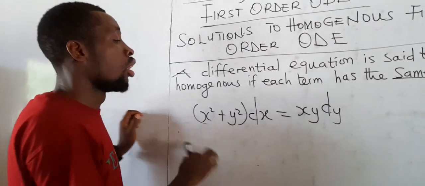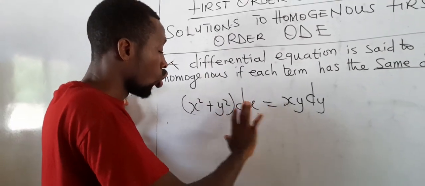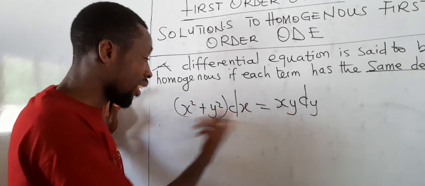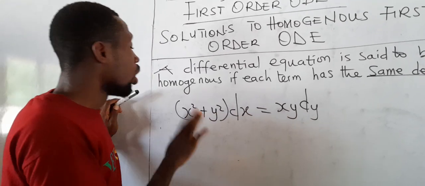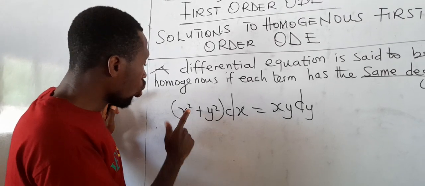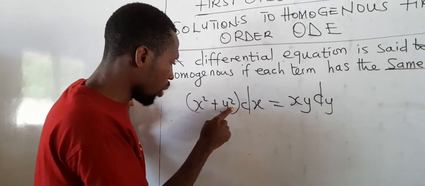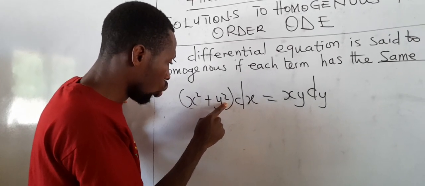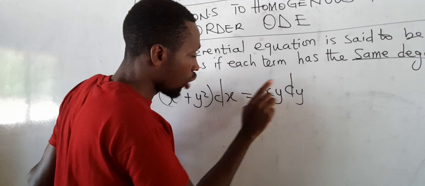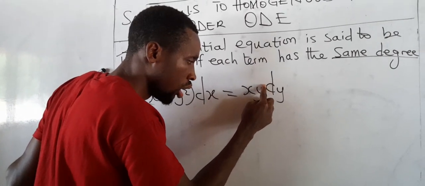Look at this. Remember, this cannot be separated. It's non-separable because you can't separate this y squared from it. Look at the term attached to the dx, the degree is 2. The term here, the degree is 2. Look at the term attached to the dy. The degree is 1.